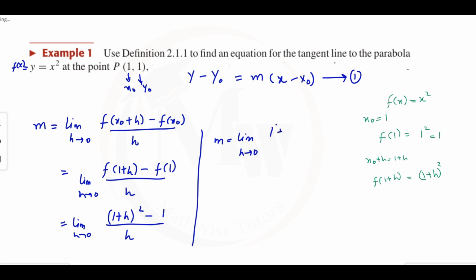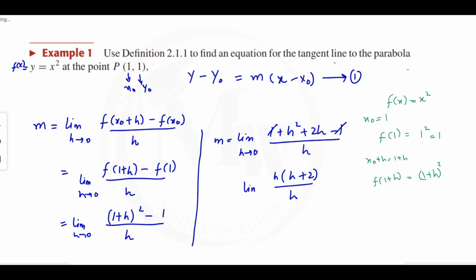(1 + h)² is 1 plus h squared plus 2h, minus 1, divided by h. I just expanded the square, which is a² plus b² plus 2ab. The 1 and minus 1 cancel out. You are left with h² plus 2h. So if we take h common from this, we are left with h plus 2, divided by h.